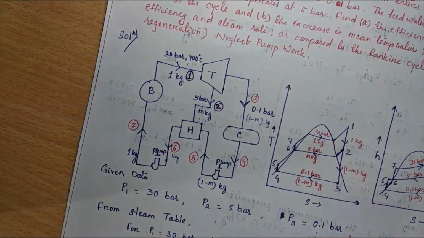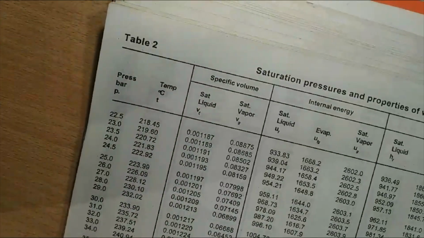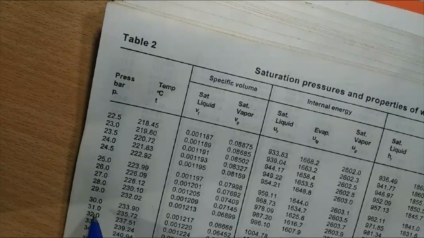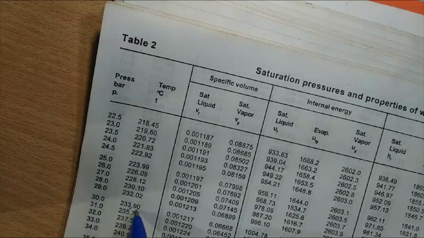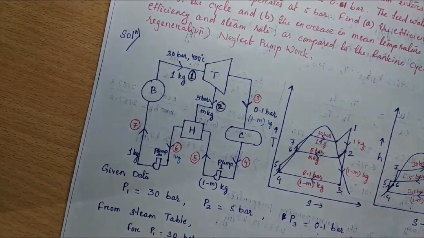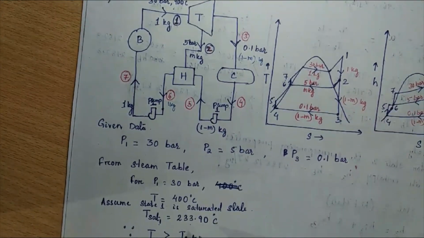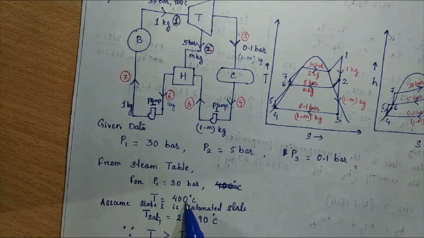See, at 30 bar pressure, what is its corresponding temperature? 233.90, right? So here it is written that the saturation temperature is 233.90, but the given temperature is 400 degrees Celsius. So this saturation temperature is less than 400 degrees Celsius.